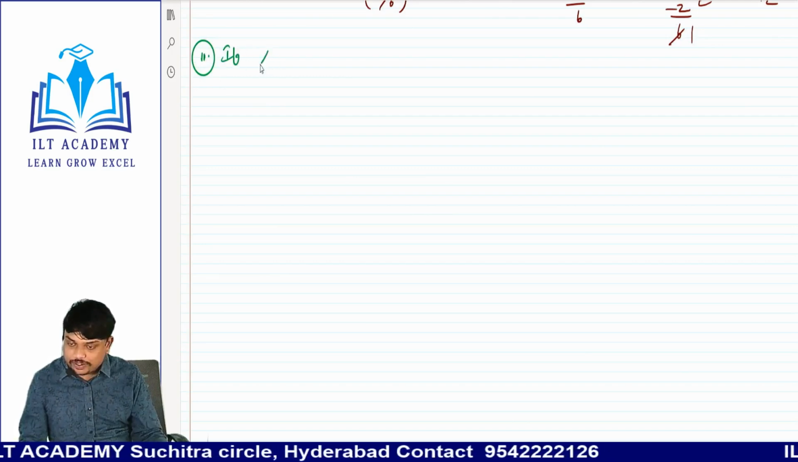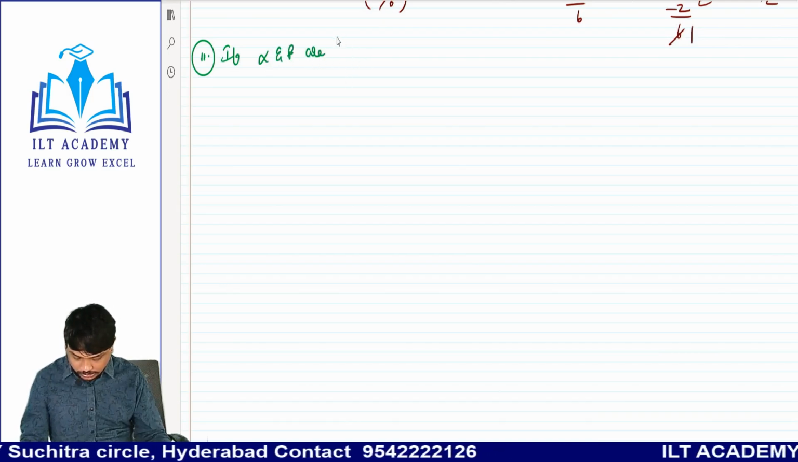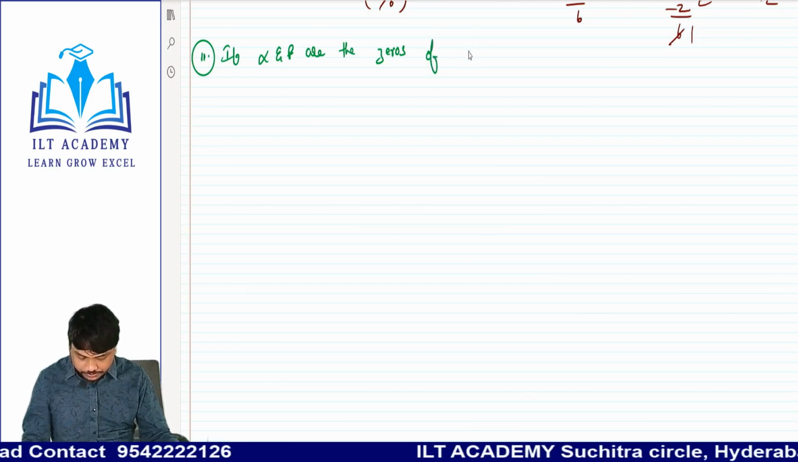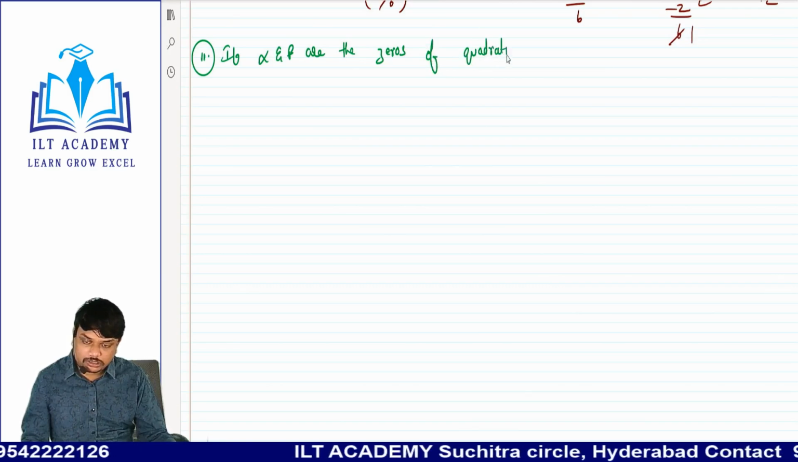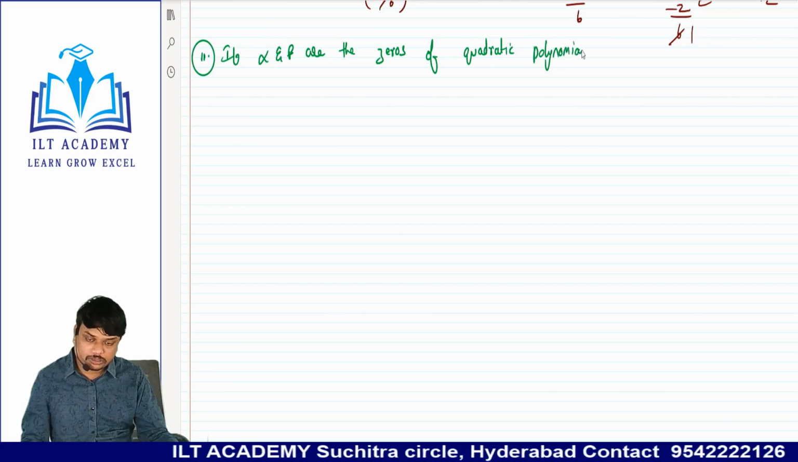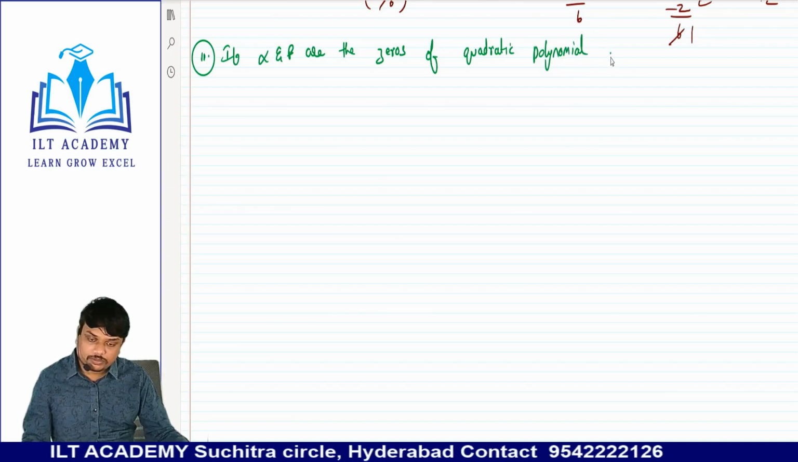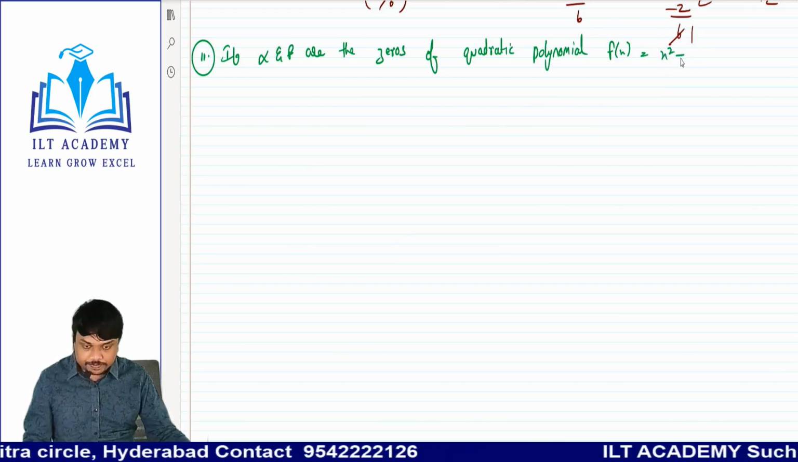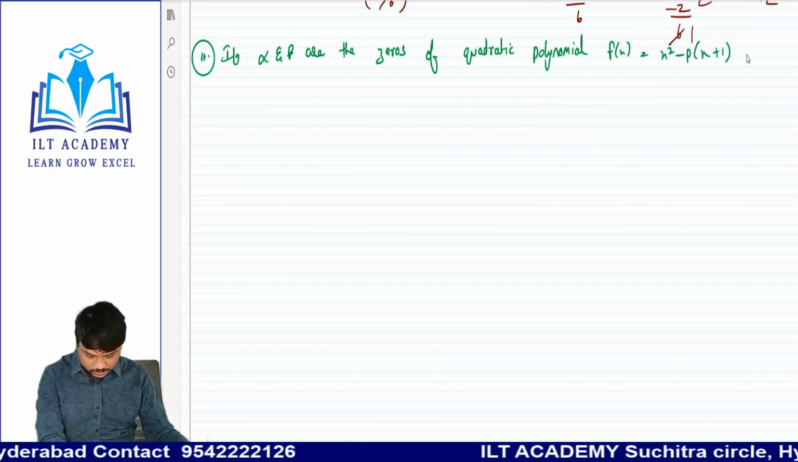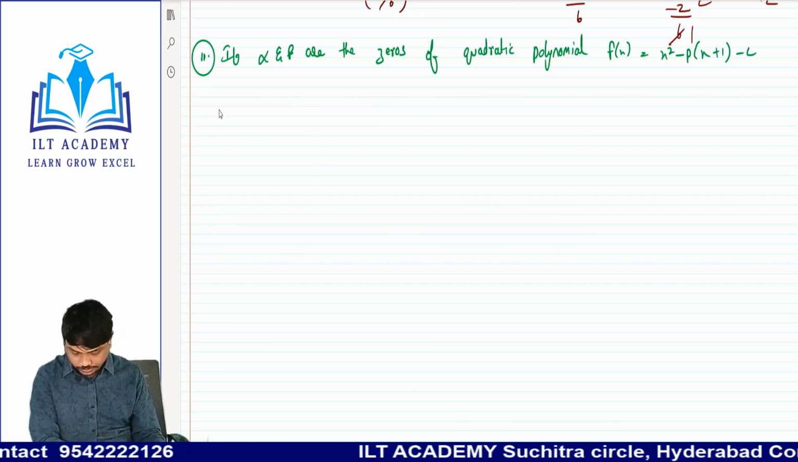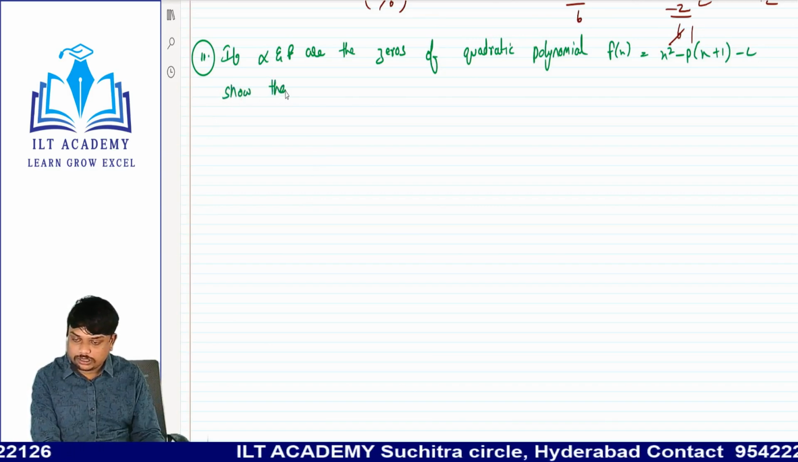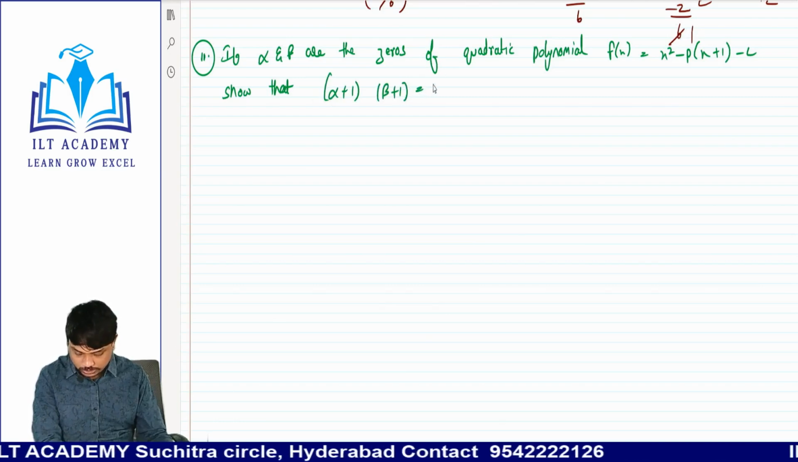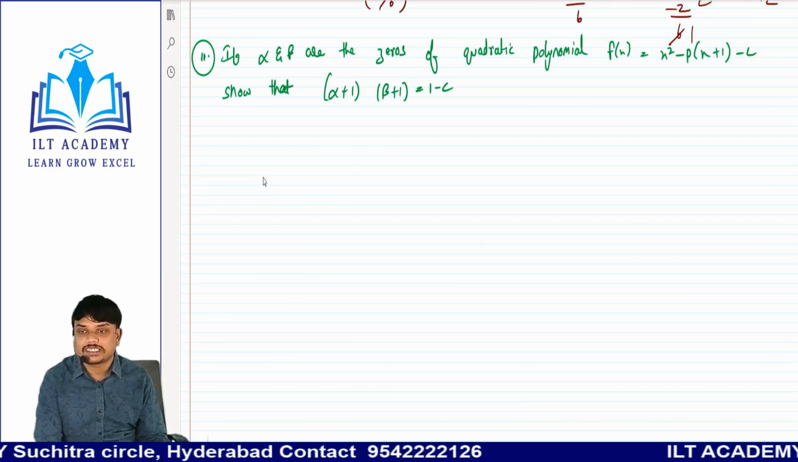If alpha and beta are the zeros of quadratic polynomial f of x is equal to x square minus b into x plus 1 minus c, so that alpha plus 1 into beta plus 1 is equal to 1 minus c. ये दिखाना है आपको. ये कैसे दिखाएंगे सर? ये क्या है? ये कैसे करें?